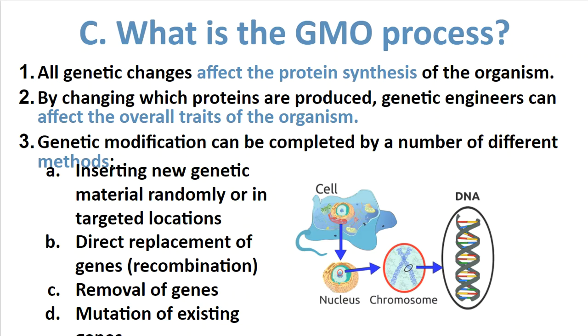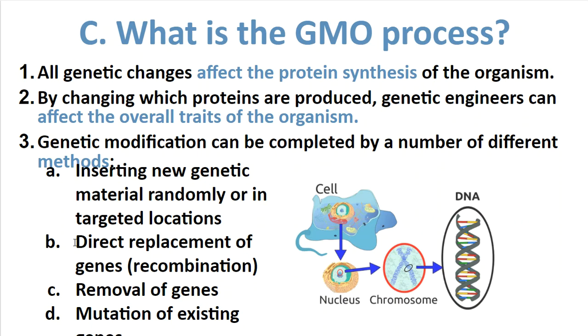So what is the GMO process? Like, how does it happen? What do we do? All genetic changes affect the protein synthesis of an organism. Synthesis means making of. So we're changing the making of the protein. By changing which proteins are produced, genetic engineers can affect the overall traits of an organism. Genetic modification can be completed by a number of different methods, and some of that got cut off, but I'll read that to you.